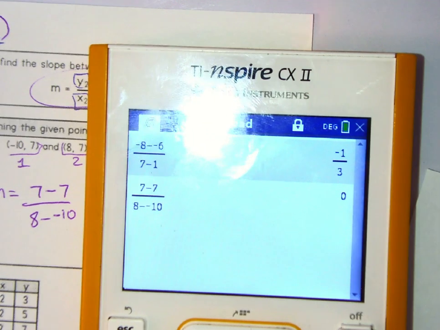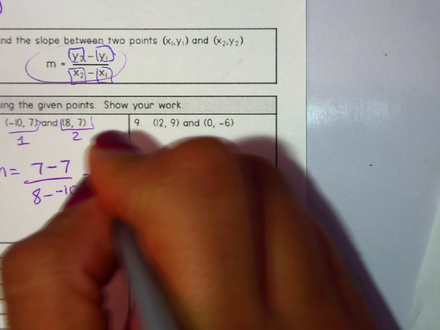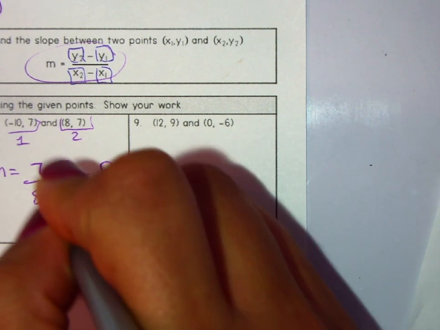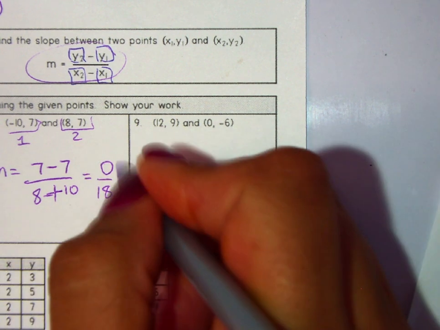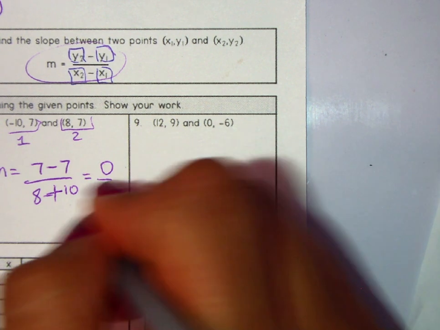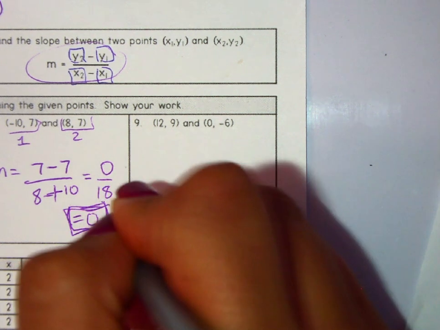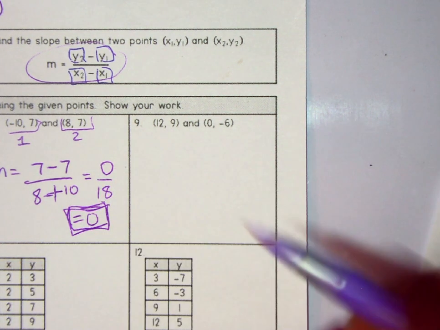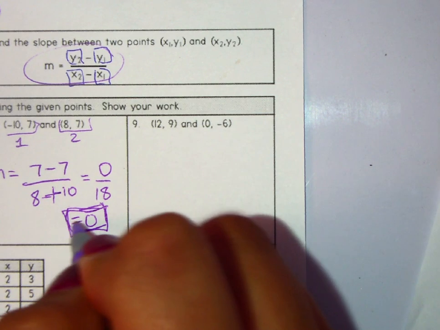This results in the answer of 0. And the reason you get 0 is because 7 minus 7 is 0, and 8 minus -10, which is positive or plus, it's 18. And anytime you divide a 0 by a number, it's always going to be 0. Okay, so here, I'll leave number 9 blank so you can try it on your own. If you want to check if you got it right or wrong, just ask me in class.